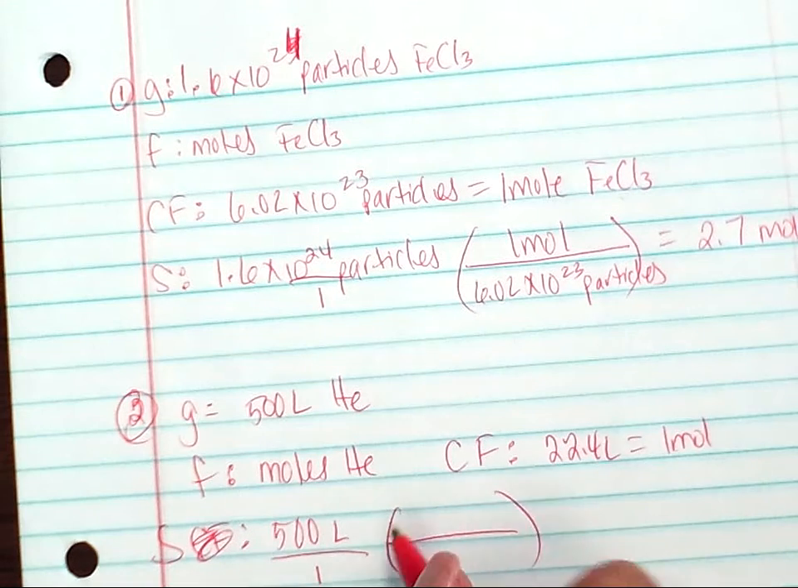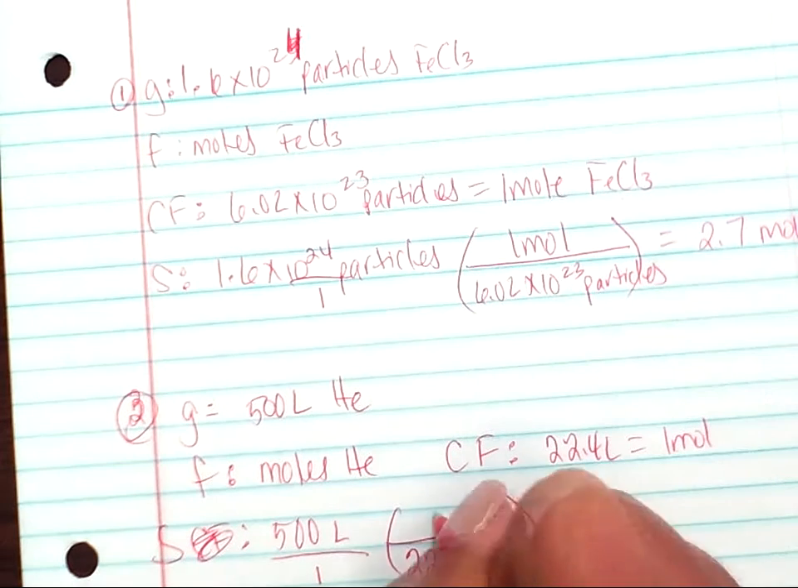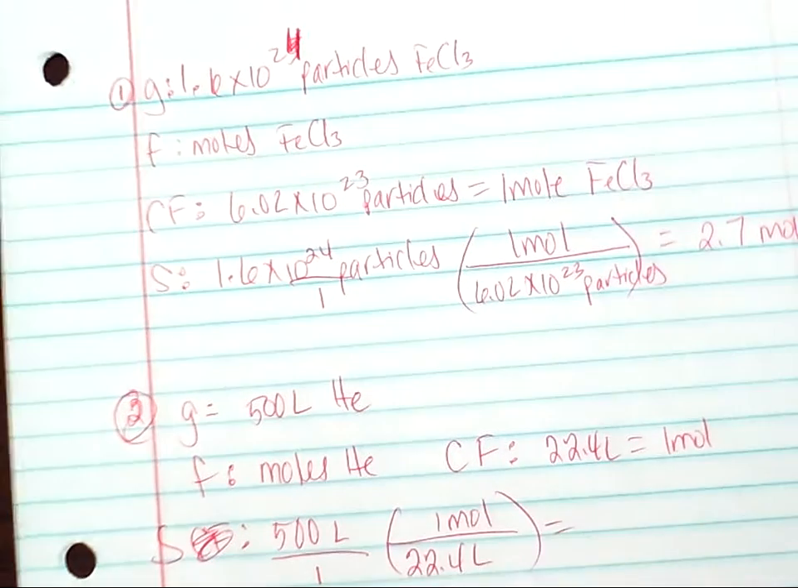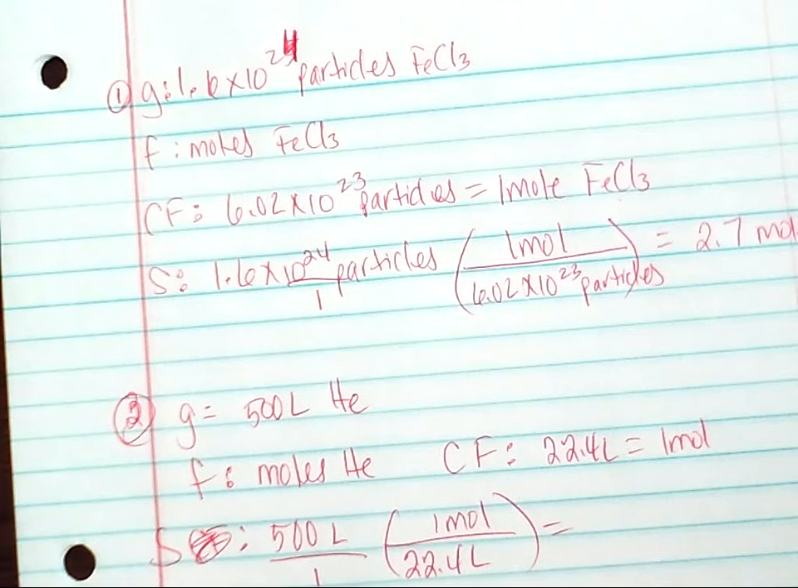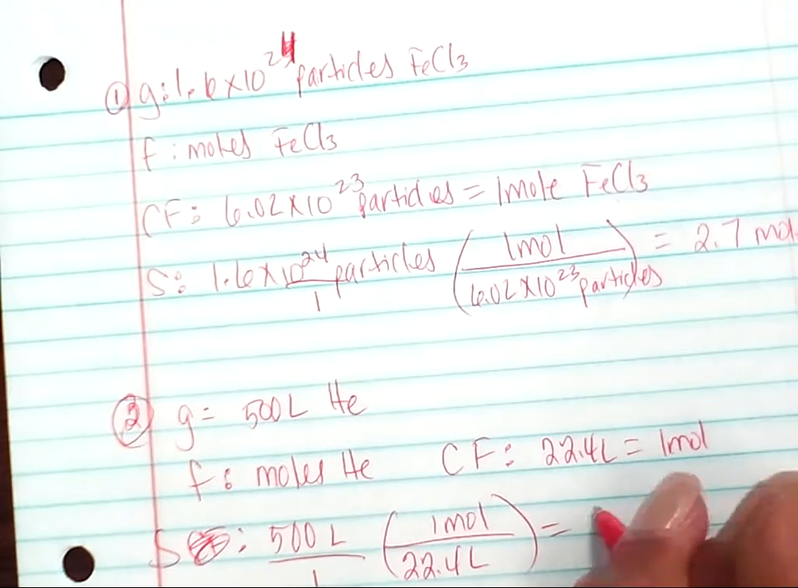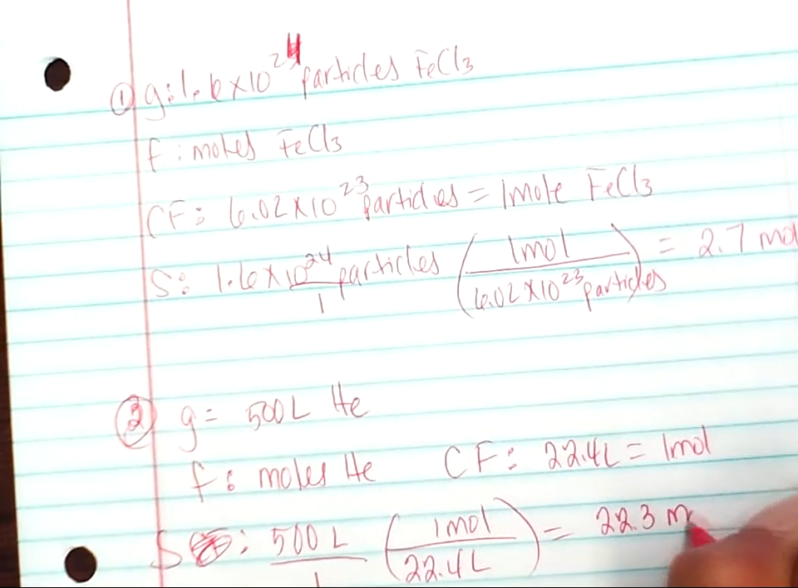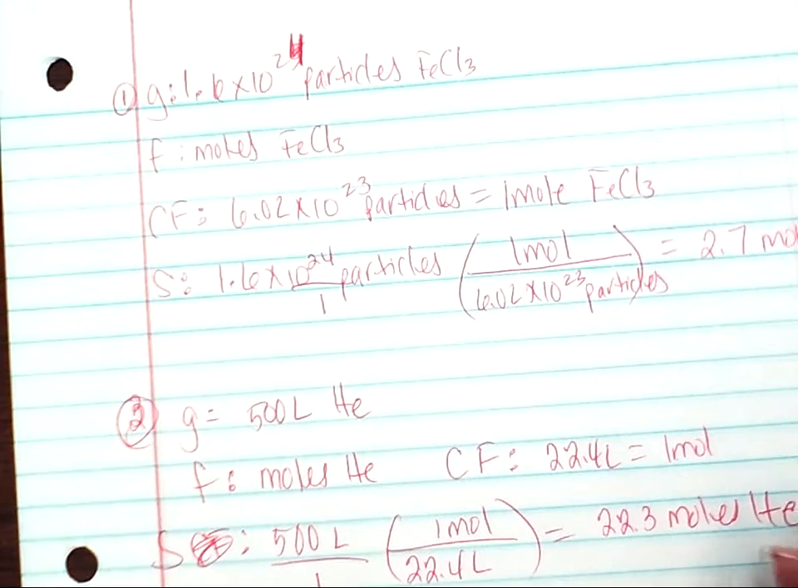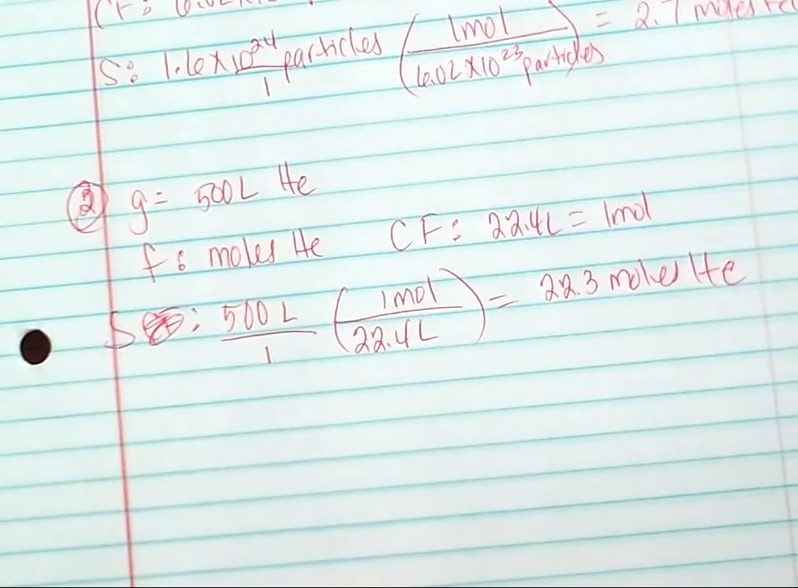Okay, 500 liters. What goes on the bottom? For every 1 mole, you do the math. And for number 3, the answer, 22.3 moles. Okay, let's do another variation.